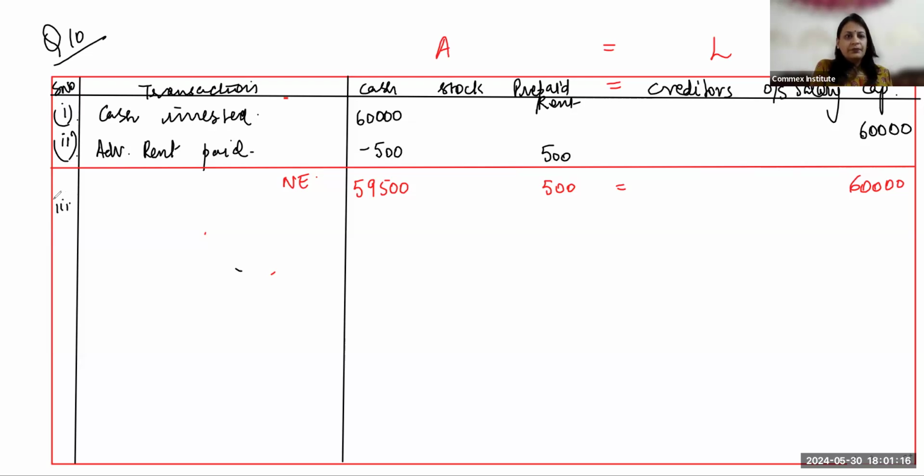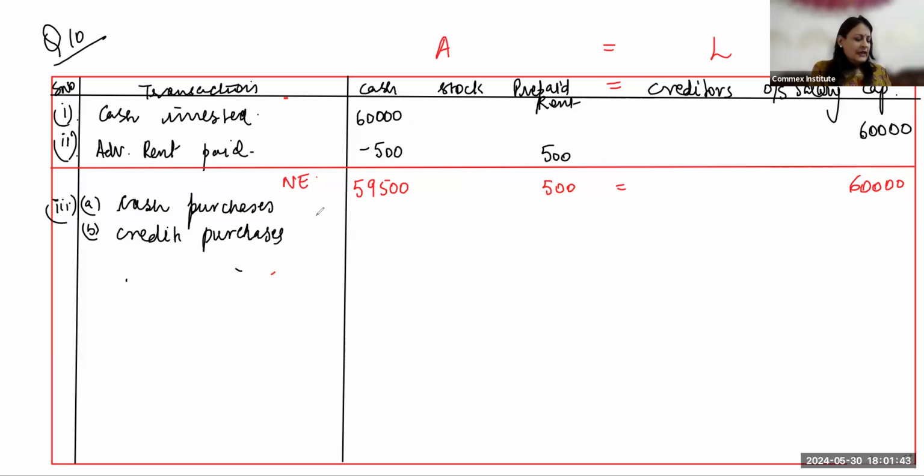Third transaction is purchase goods for cash, 30,000, and credit. So within this, we have got two transactions, A and B. Okay, you can just write cash purchases and credit purchases. So if you are comfortable, you can club these two transactions. If not, you can do two separate entries. So 30,000 is my cash purchases and the credit purchases are 20,000.